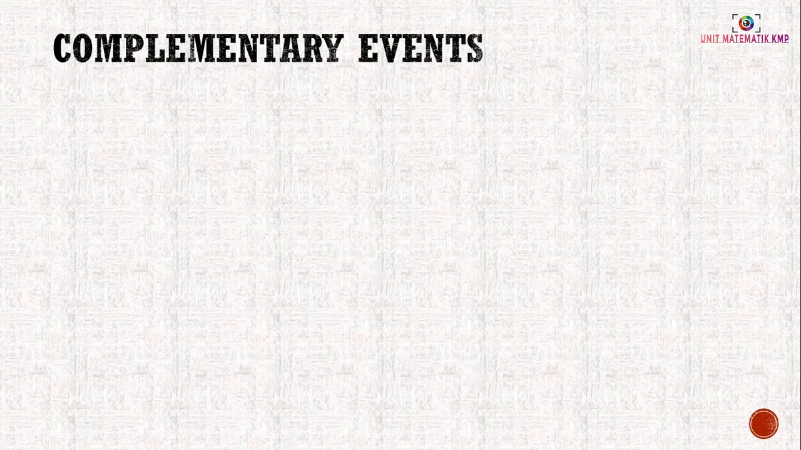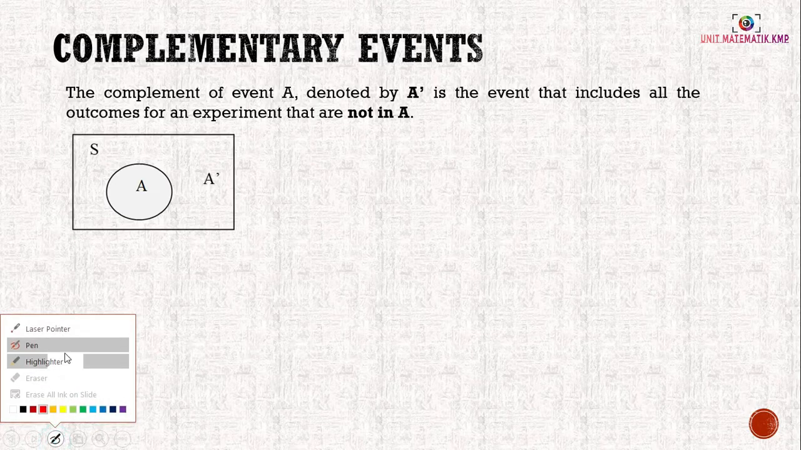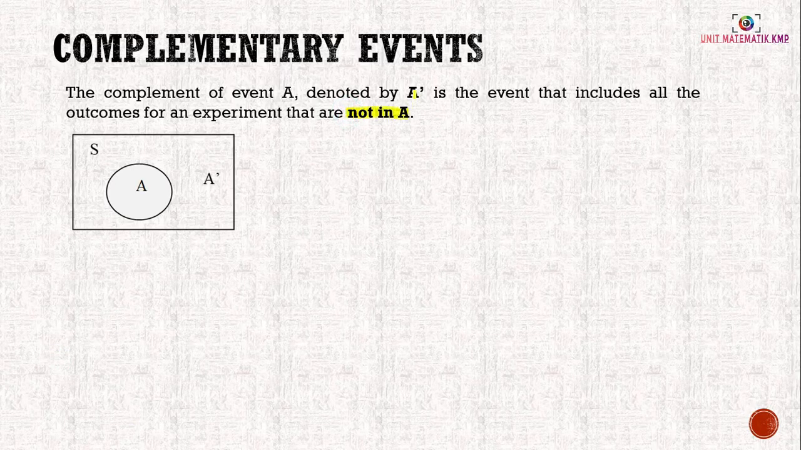Okay, kita look at the complementary events. The complement of event A, denoted by A prime, is the event that includes all the outcomes for an experiment that are not in A. Okay, A prime is not in A. So this is our Venn diagram. S represent our sample space. Okay, A ni adalah subset, event A adalah subset kepada S. Jadi A prime tu adalah selain daripada A. So dia berada di luar circle.